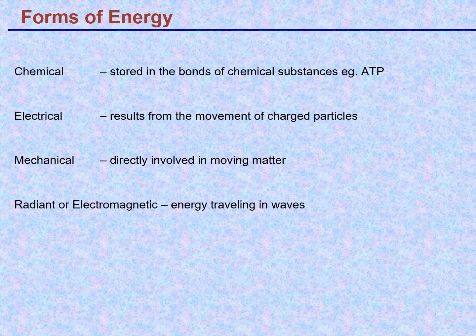So the different forms of energy are chemical, electrical, mechanical, and electromagnetic. Chemical is in the bonds. So here we have a potential energy, chemical energy in the bonds that form the molecule ATP, adenosine triphosphate. Electrical energy comes from the movement of charged particles.